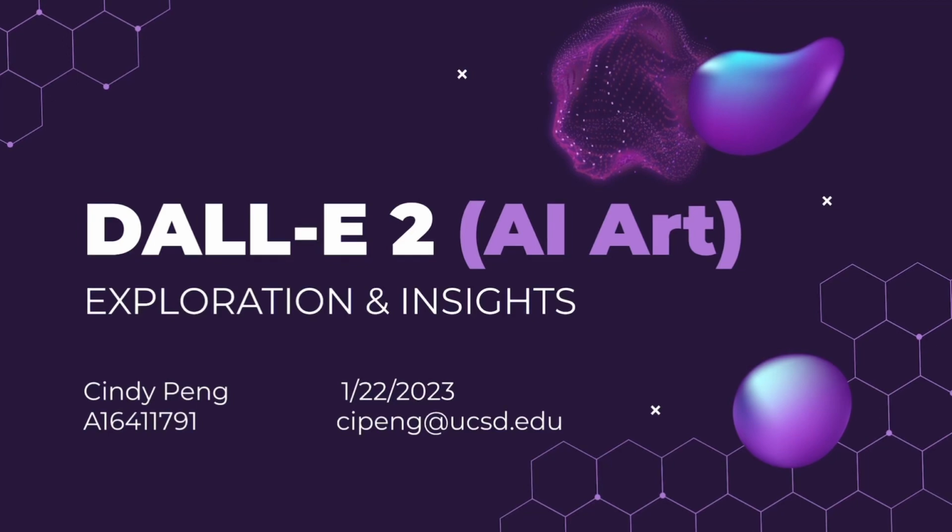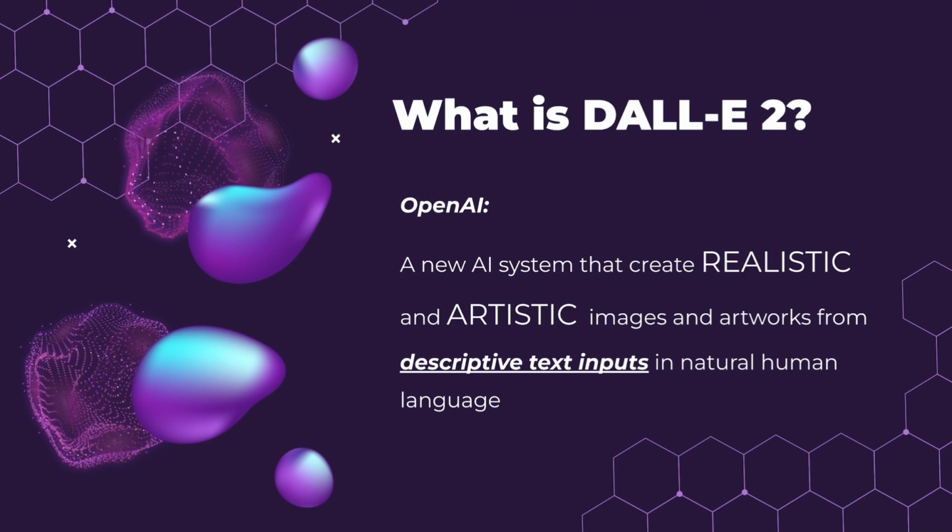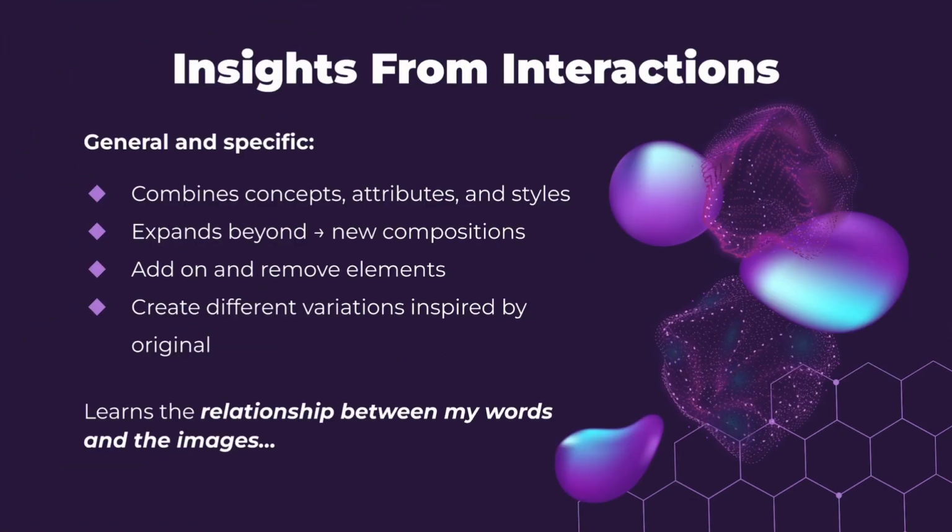Today I'll be exploring DALL-E 2. According to OpenAI's official definition, it's a new AI system that creates realistic and artistic images from descriptive text inputs. As I tried interacting with it, I noticed that contents can go both general and specific with a fascinating degree of freedom. DALL-E 2 not only combines concepts, attributes, and styles, but also expands beyond to create new compositions.